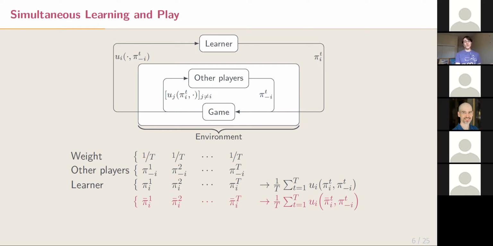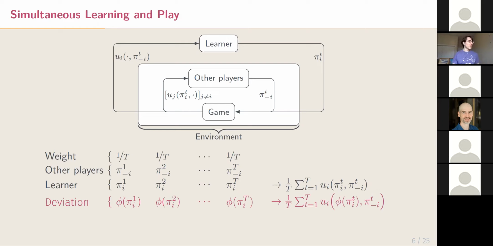So instead, we're going to restrict the baseline strategies to be constructed from a deviation function, denoted here by phi. So this is going to be a function that's fixed across time, but it's a function of the behavior of the learner. So it gets to look at the learner's strategy and choose a new strategy based on that. And this will give us a reasonable baseline. Again, we can just compute the average score.